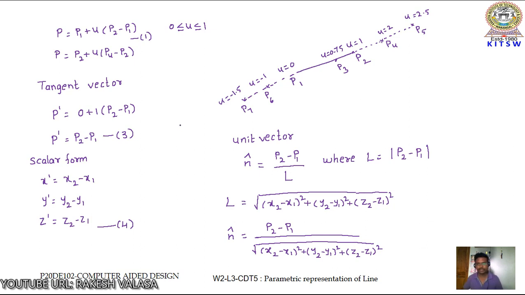For solving any problem, you can remember these three equations. First one is the parametric equation of line, that is P equal to P1 plus u into P2 minus P1. The second one is the tangent vector, P dash equal to P2 minus P1. The last one is the unit vector, n cap equal to P2 minus P1 by L. Here L means the magnitude of P2 minus P1.